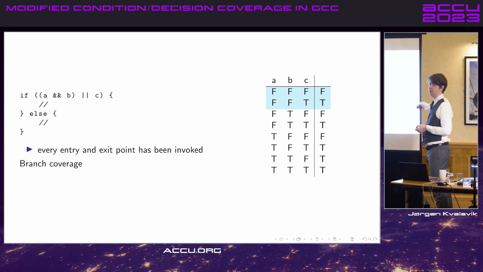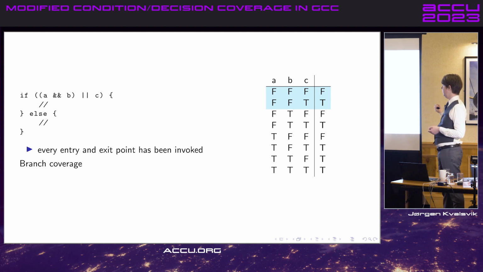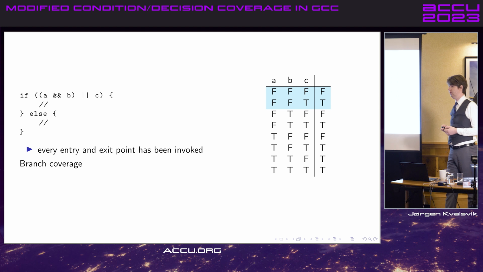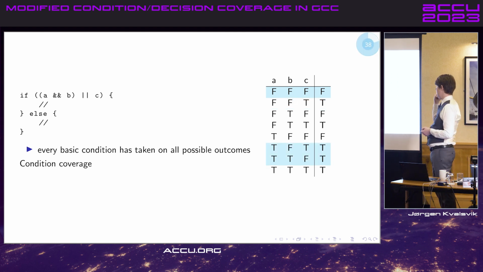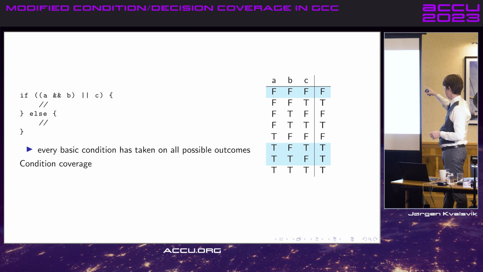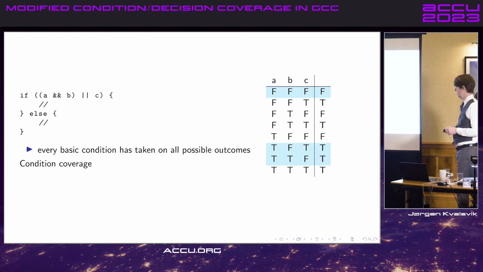Okay, so every basic condition, oh yeah, so in the table here, this is the truth table for this expression. I've highlighted the rows that would be sufficient in order to comply with this, or to satisfy the requirement, right? You also need to make sure that every basic condition has taken on all the possible outcomes. That is, A is seen as both true and false, B is seen as true and false, and C is seen as true and false. And by looking at the truth table, if you give it these three inputs, you can see A has F on the top and then a T. B has an F on the top and then, actually on row 6-2, a T. And the same goes for C, right?